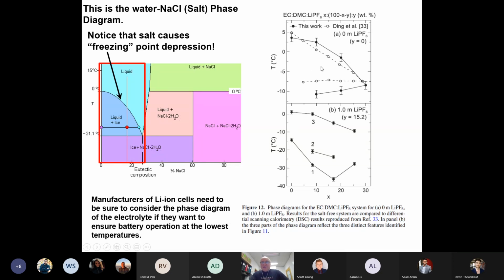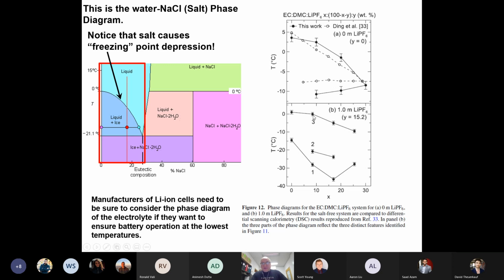These are solidus lines. Where you move below this line, everything is a solid. So what it means is if you have an EC DMC electrolyte with very low LiPF6 content, it will solidify below -10 degrees C. And then if you put 1 molar LiPF6 into the system, it starts to become more complicated.